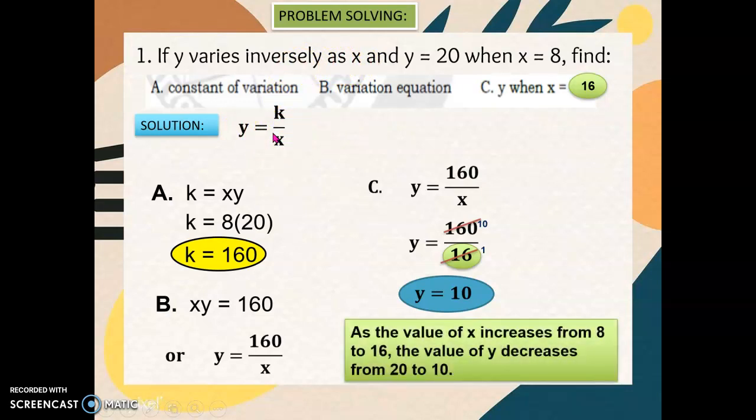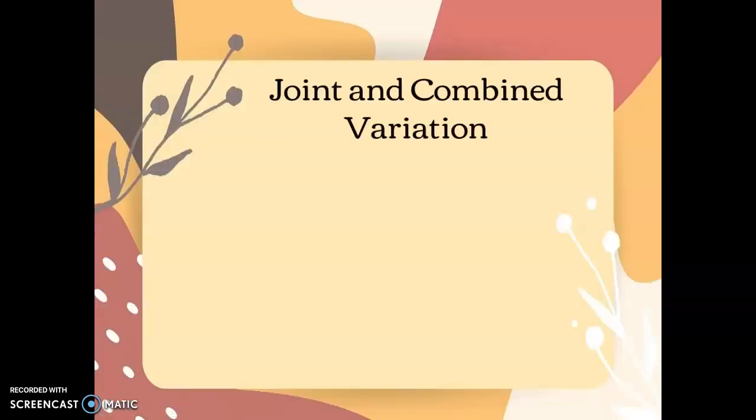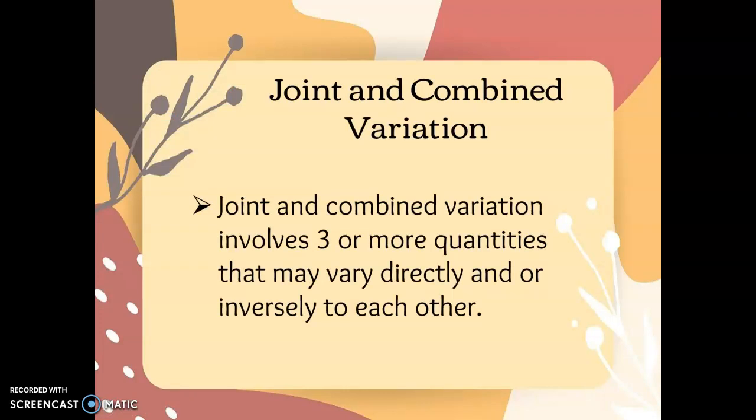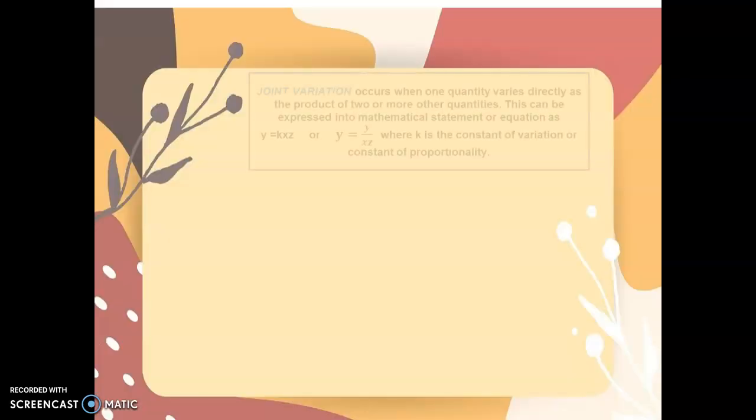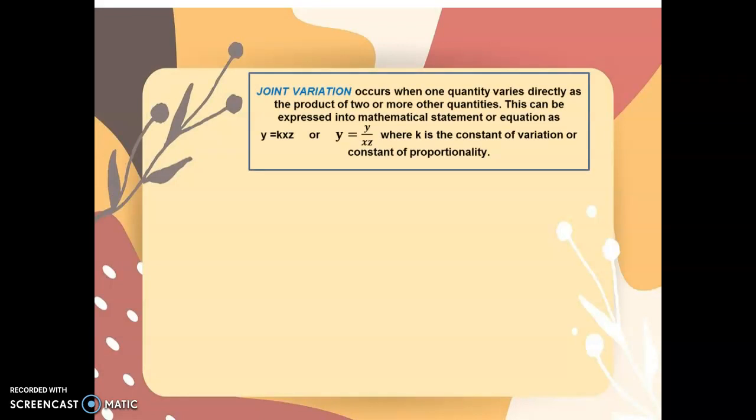Okay? Proceed na po tayo sa joint and combine. So, unahin muna natin ang joint. So, joint and combined, so it may involve 3 or more quantities. May varies directly and inversely. So, kaya nga combined eh. Ayan. So, unahin muna natin si joint. Kung si inversely kanina, we're going to express it as a quotient. Si joint naman ay, of course, when one quantity varies directly, so i-represent natin siya as product.